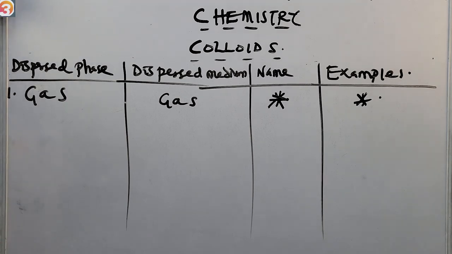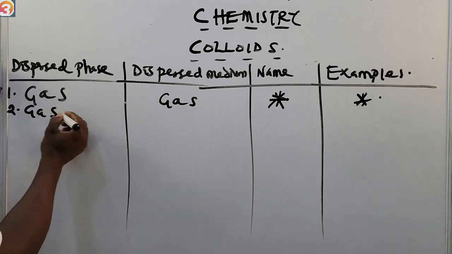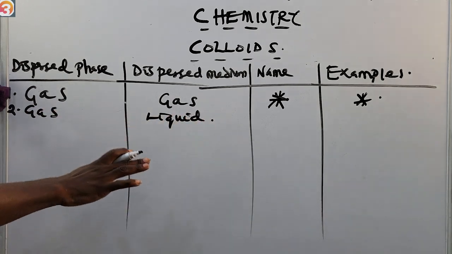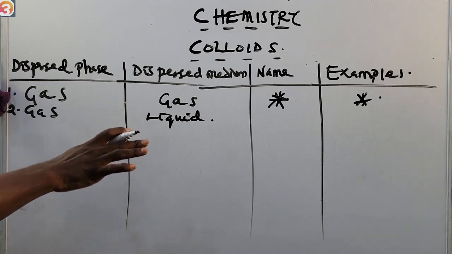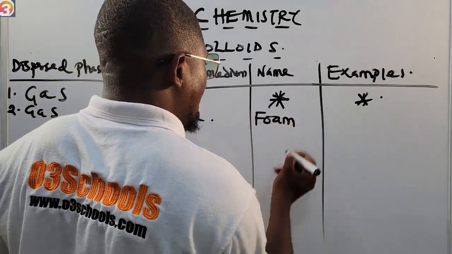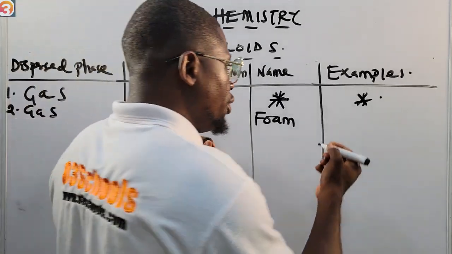Then we have gas and liquid. We have number 2, gas, then liquid. This gas and liquid colloidal system is what we call foam. The name is called foam. For example, we have your whipped cream.